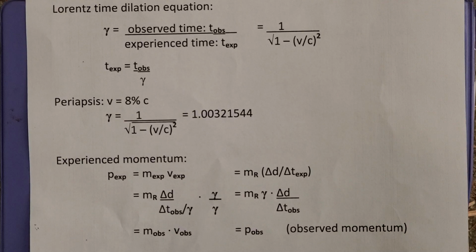If we multiply momentum by one in the form of lambda over lambda, then the two lambdas in the divisor cancel out, leaving rest mass times Lorentz times change in distance over an observed time. Since the change in distance over change in observed time equals the observed velocity, this leaves rest mass by time dilation equal to observed mass. It is as if the mass was increased.